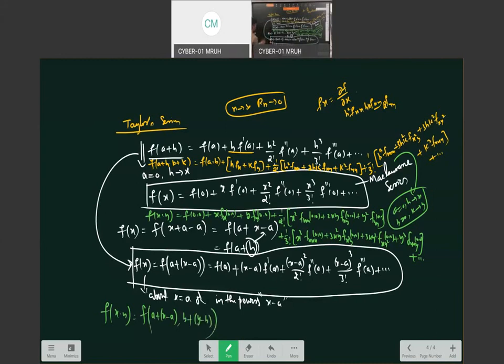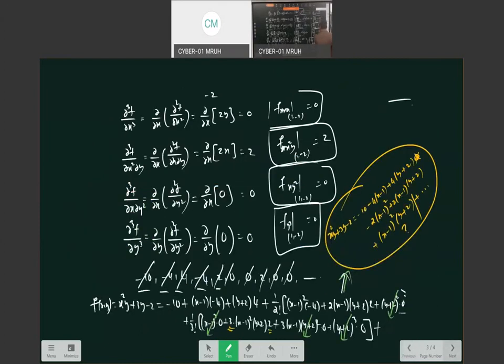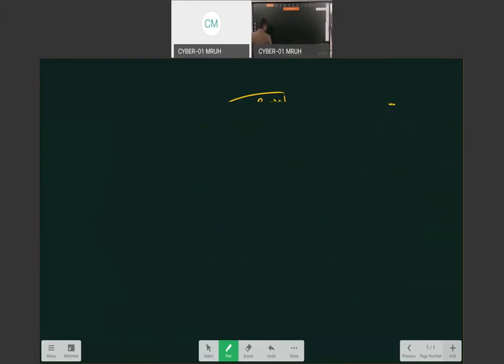Looking into this structure, you can expand it. That is what we call this expansion. Let me expand it in the next slide. Using this, I can write f of x comma y as f of a plus x minus a comma b plus y minus b. So this is in the powers of x minus a and y minus b.